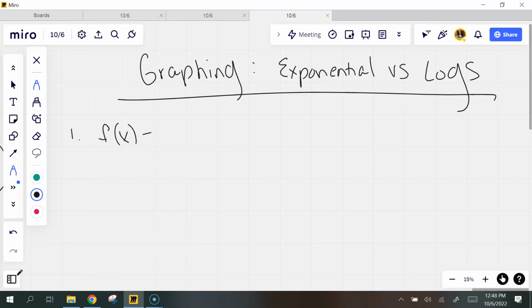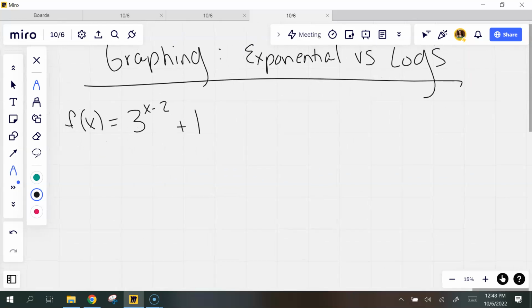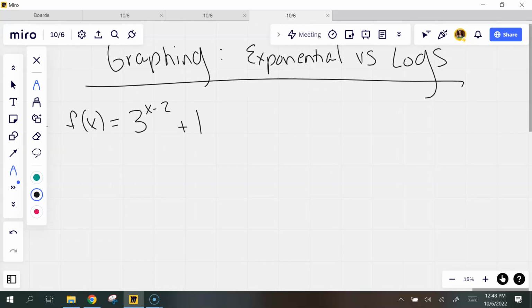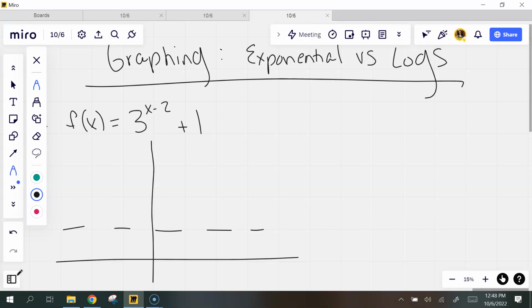All right, let's look at the first one. 3 to the x minus 2 plus 1. Tell me what you know. Up 1. Where's the asymptote? At 1, right? Is it growth or decay? How do you know? The base is bigger than 1, so it's growth. Right 2, that's exactly right.